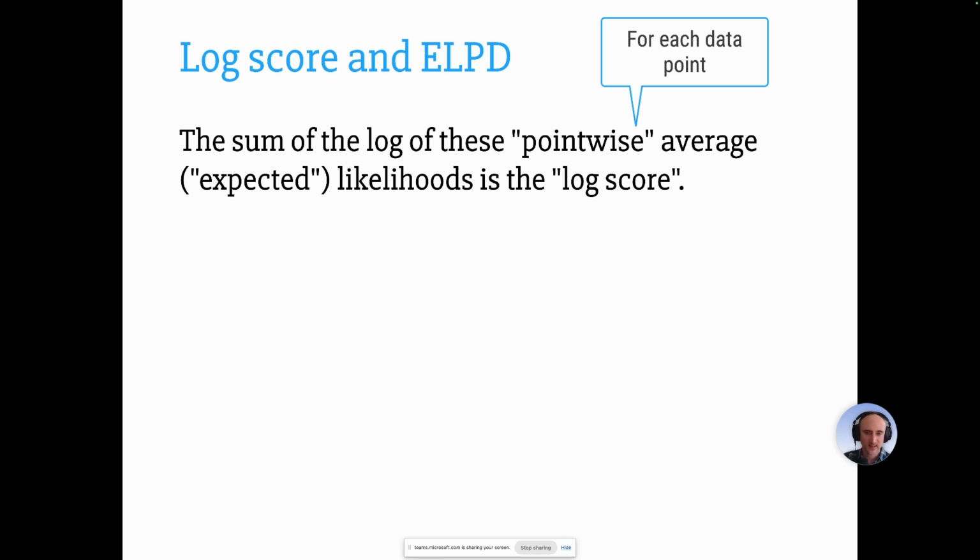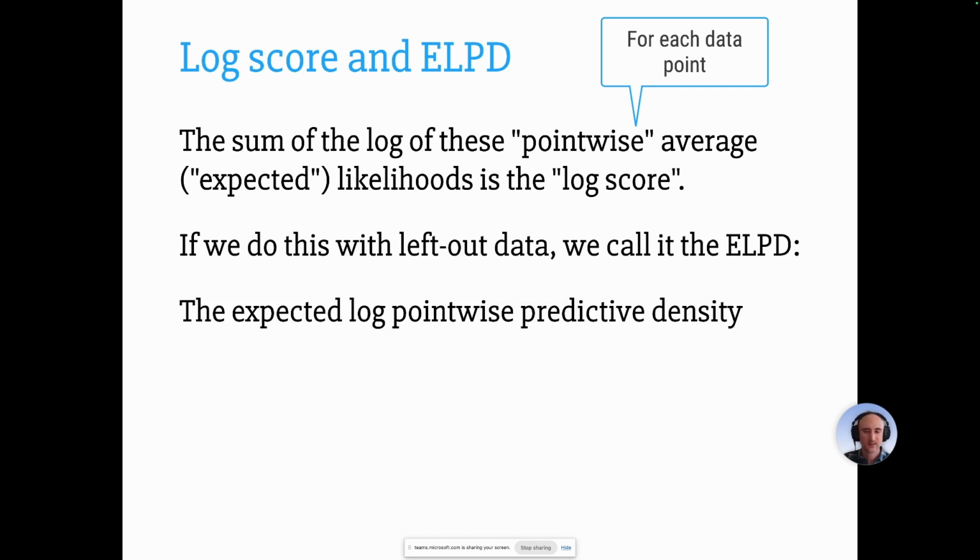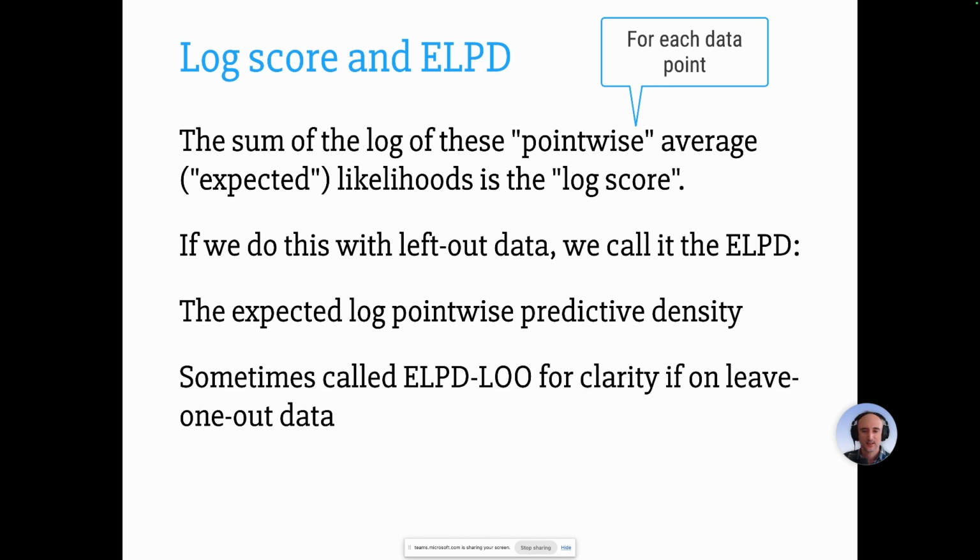And if we take the sum of these point-wise, i.e. for each data point, average or expected likelihood, we have the log score. If we do this with left-out data, we call it the expected log predictive density, the ELPD, sometimes called expected log predictive density, or ELPD-LOO, for clarity that we mean on left-out data.